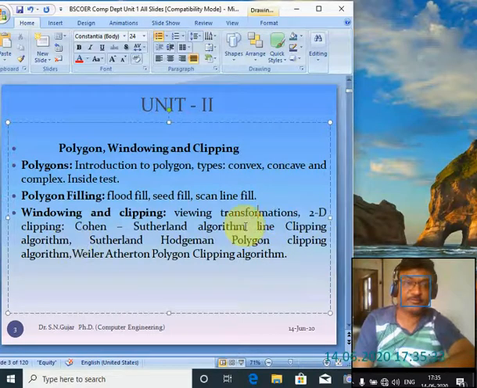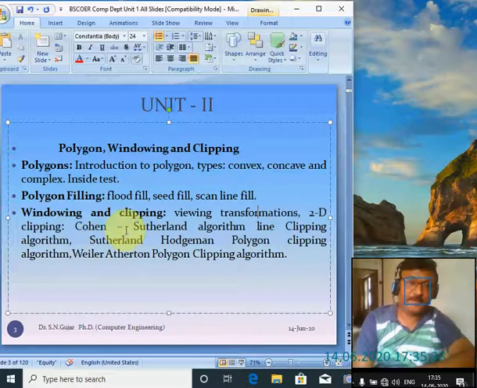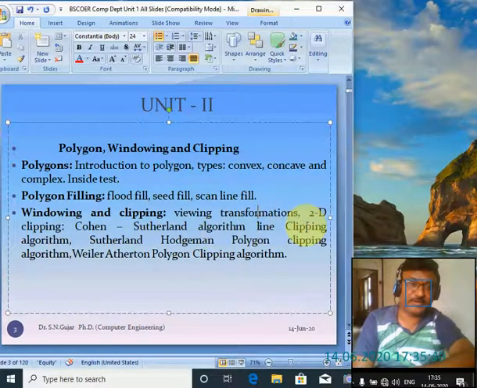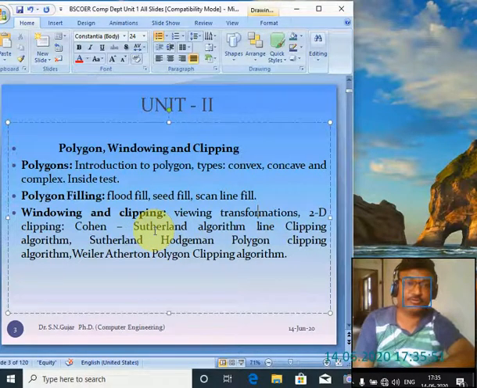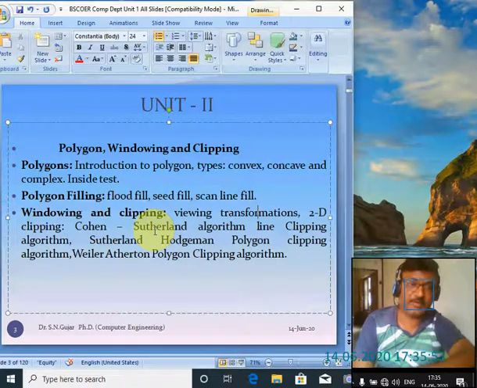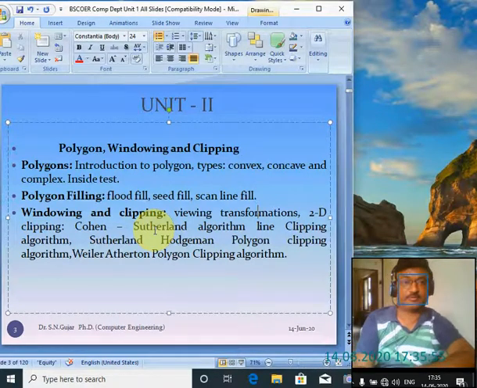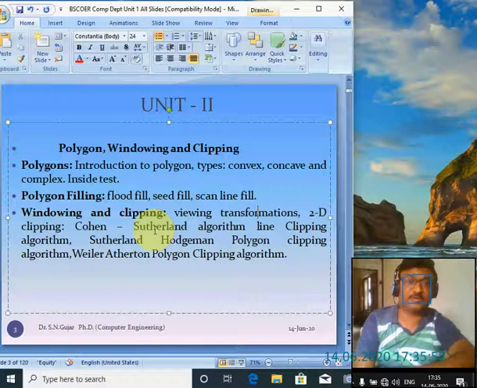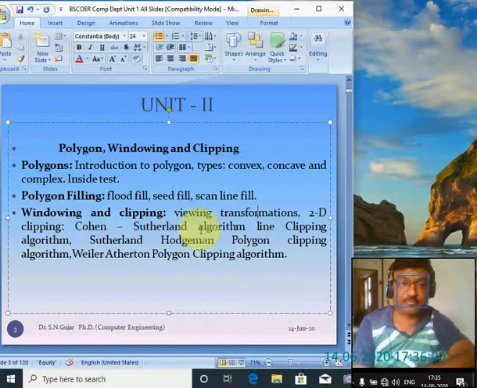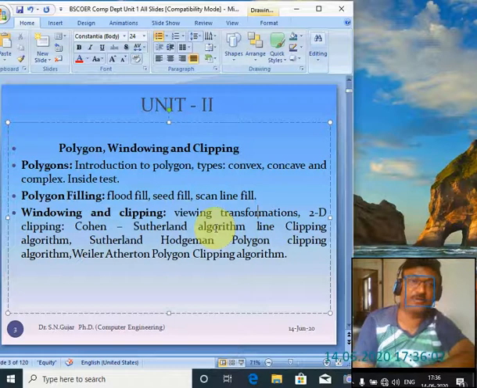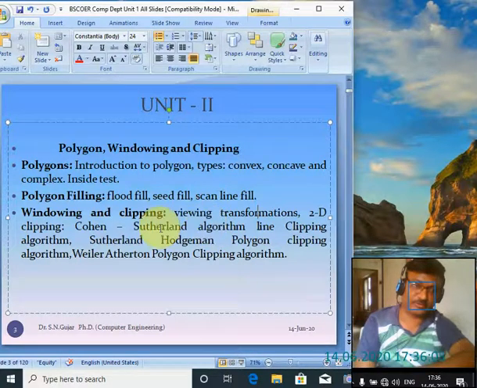So 2-dimensional clipping, that is the viewing transformations. Then the Cohen-Sutherland algorithm for line clipping. This is the algorithm that clips the line. Here you consider a window and draw a line. Some parts of the line go outside the window and some are inside. You have to clip, meaning erase the parts outside the window, and display only the inside portion.